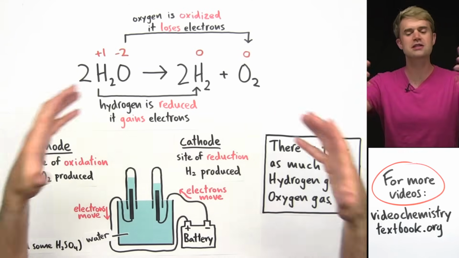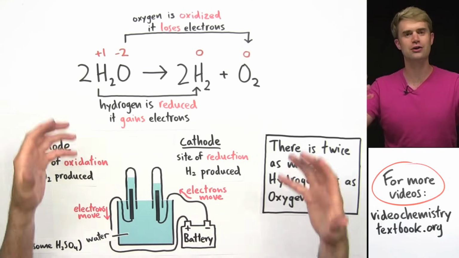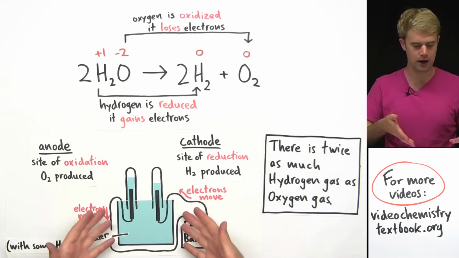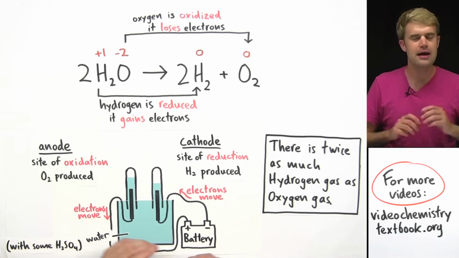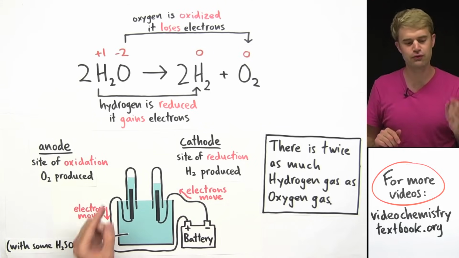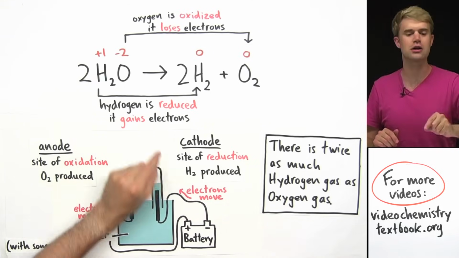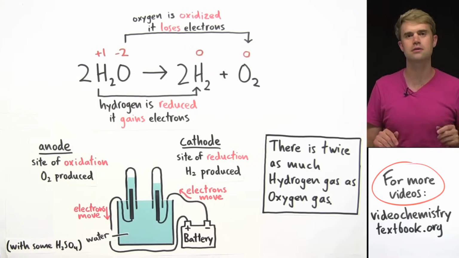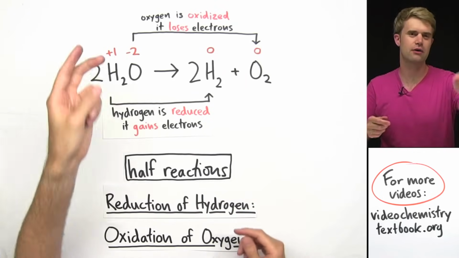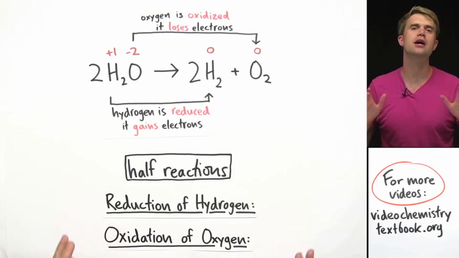Okay, so that's the big picture of how we do electrolysis in the lab and what's going on here in the electrolytic cell. Now let's take a look at the half reactions for the reduction of hydrogen and the oxidation of oxygen. Let's break this process down into the two half reactions that make it up.